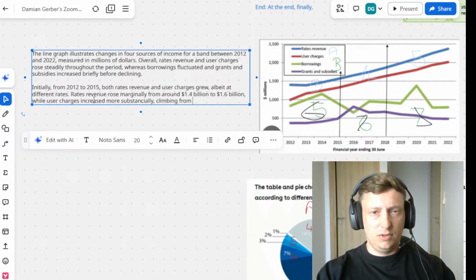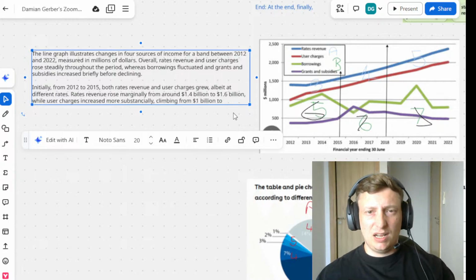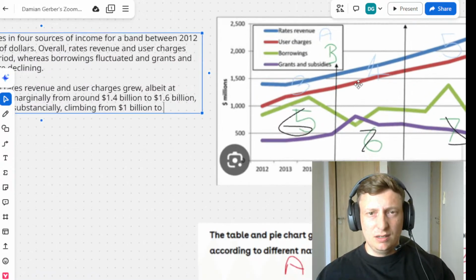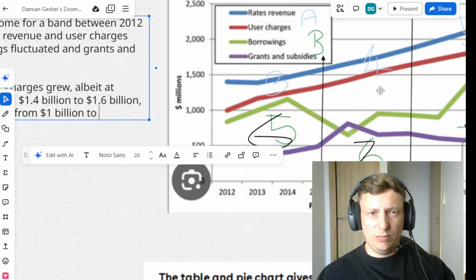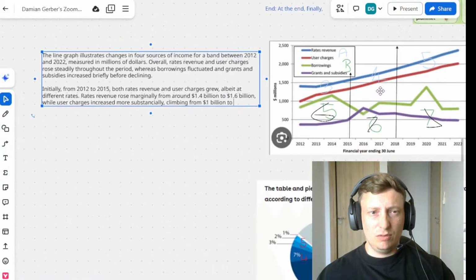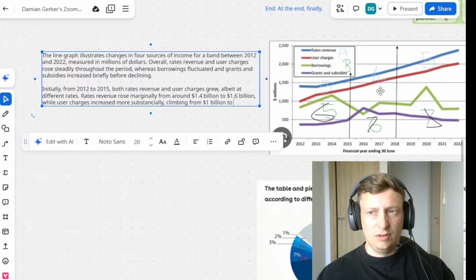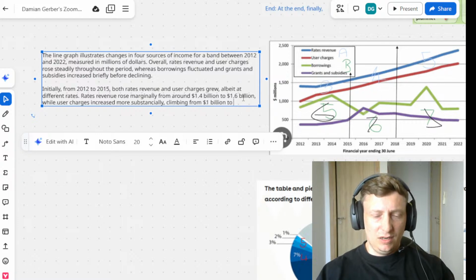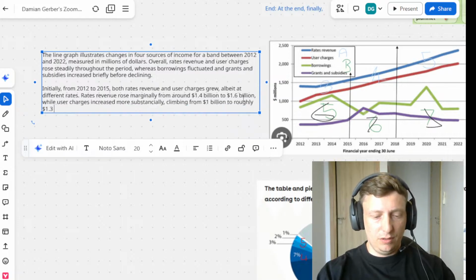Climbing from, yeah, it's exactly 1 billion, right? From 1 billion to, how much is this line here? 1.3? 1.35? Let's go roughly 1.3.